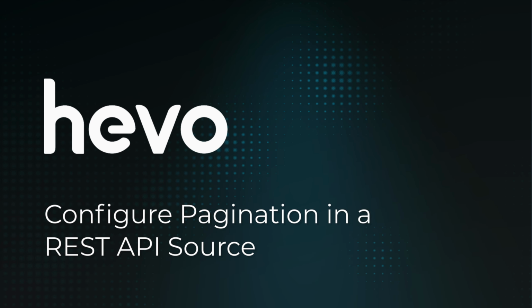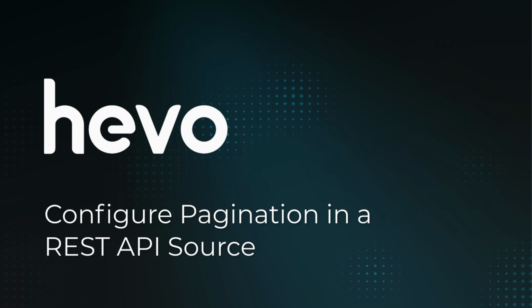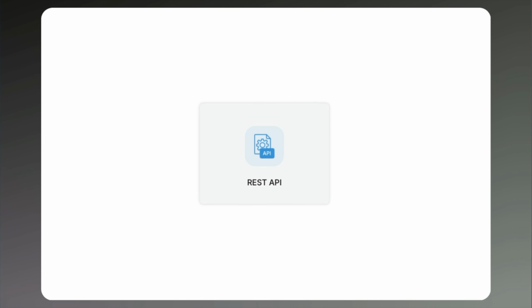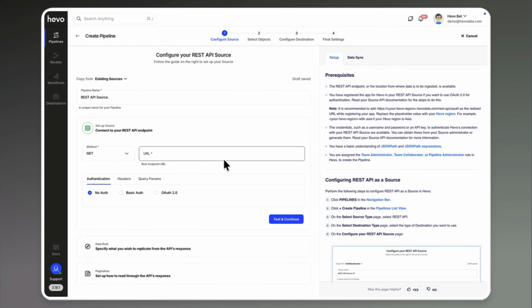In this video, we'll understand what Pagination is and how to configure it for your REST API source. Before we begin, ensure that you are on the REST API source configuration page in Hevo and have configured any earlier steps based on your source API's requirements.